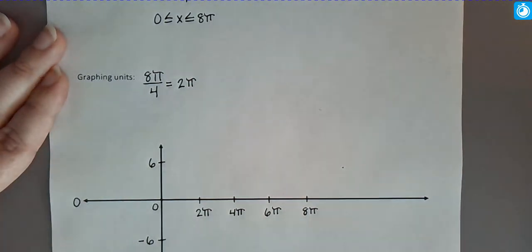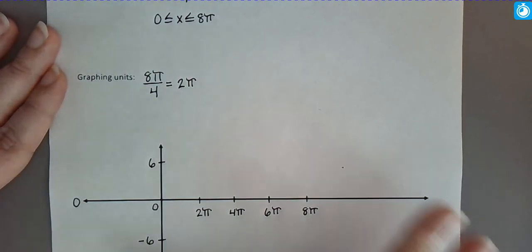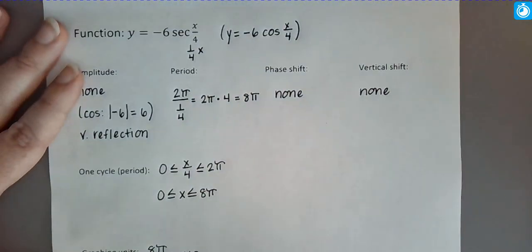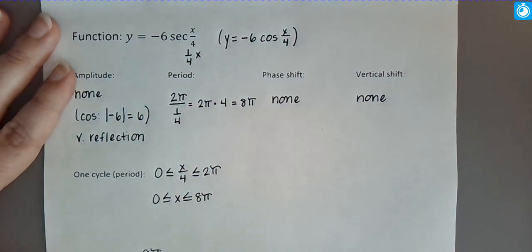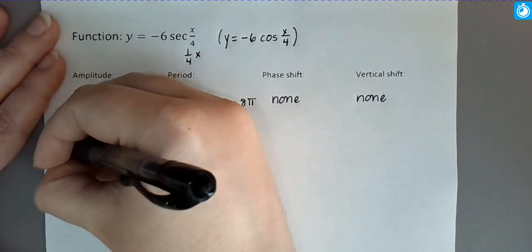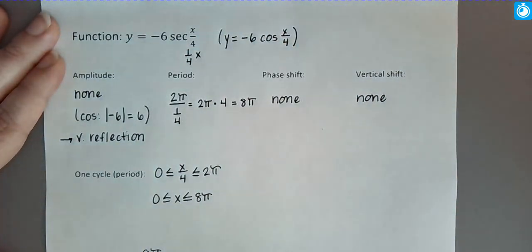Now that everything is labeled, we can start to put some points on the graph. And again, we're not going to start with the secant, we're going to start with the cosine. So imagine for a moment that you're graphing a cosine. All the labeling is accurate for that cosine. We just want to put in the points for that associated cosine function. Now, keep in mind, there's no way to indicate this just with labeling, but that vertical reflection is something that we have to make sure is indicated on the graph.